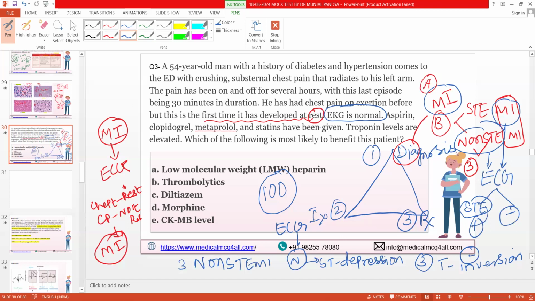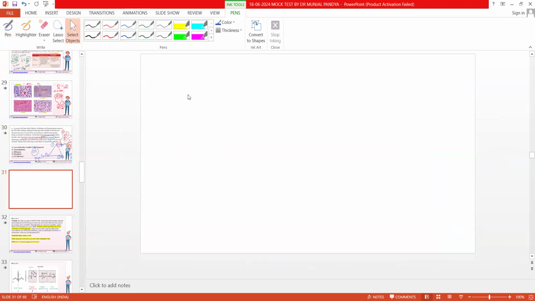So now, this normal ECG is in which category, Dr. Manjit? STEMI or non-STEMI? Sir, it's a non-STEMI. Exactly. So what is clear so far from our discussion of this scenario? Let me draw the point. Diagnosis is likely MI. In MI, we concluded non-STEMI. That is more important.